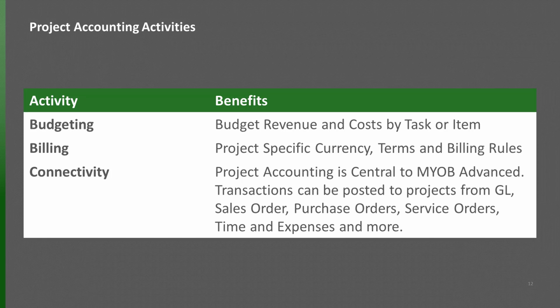And then, of course, connectivity. Project accounting is central to MYOB Advanced. Transactions can be posted to projects from the GL, sales order, purchase orders, service orders, time and expenses, and more. And that is why the single source of truth is so important.